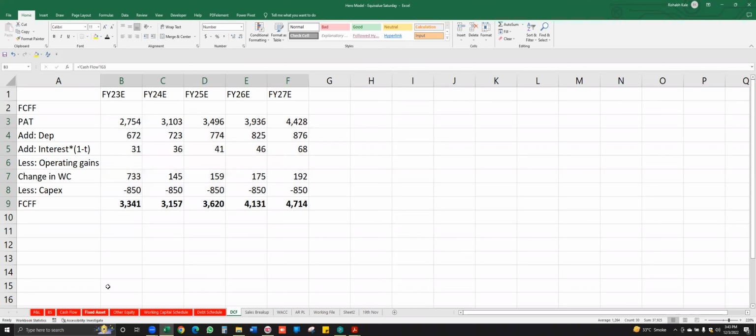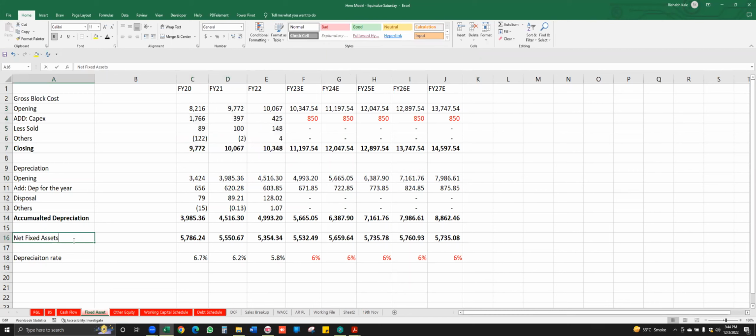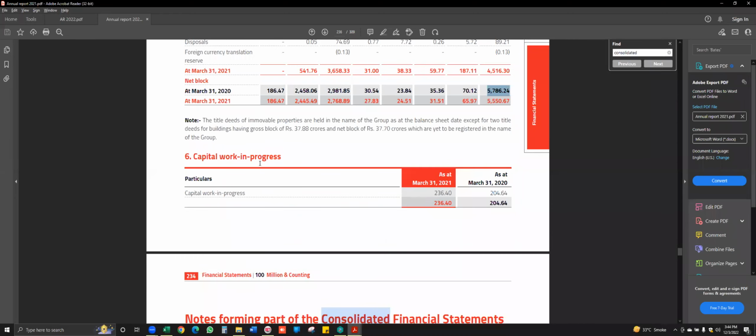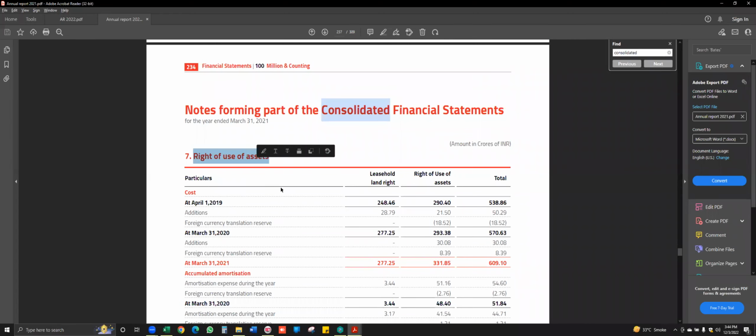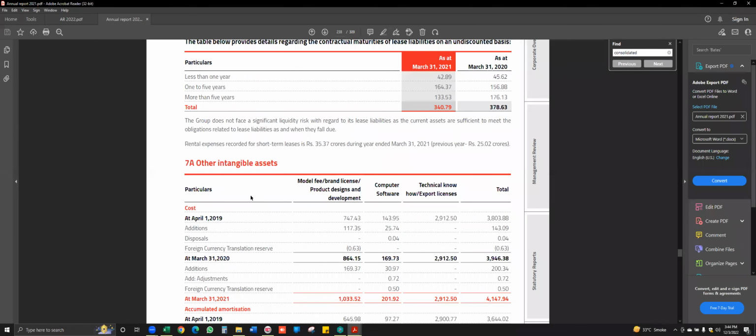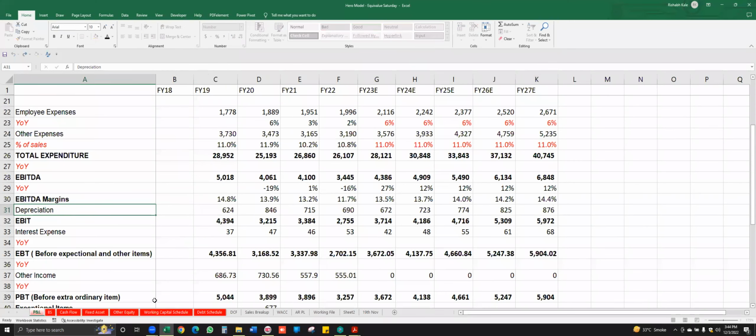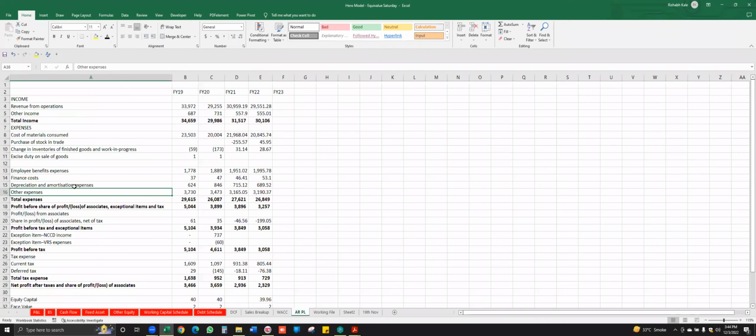This copy pasting is also one of the parts of your modeling. If you don't know how to copy paste historical numbers, all these numbers, how will you find the answers? Now this I have done only for PP&E. You have to do it for your other assets as well. The right of use asset is also the same, same format. And again you have to do it for your intangible assets, because in the P&L, the expense says depreciation and amortization. So as of now, I have done only for one asset.